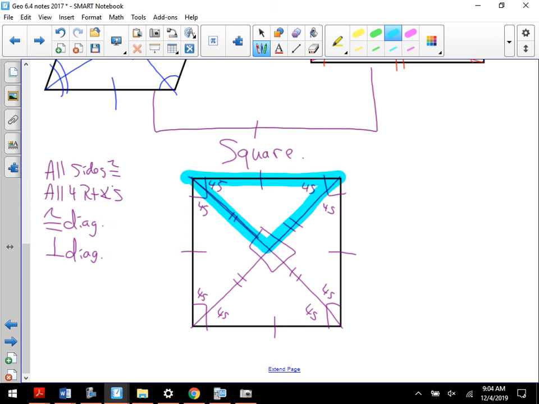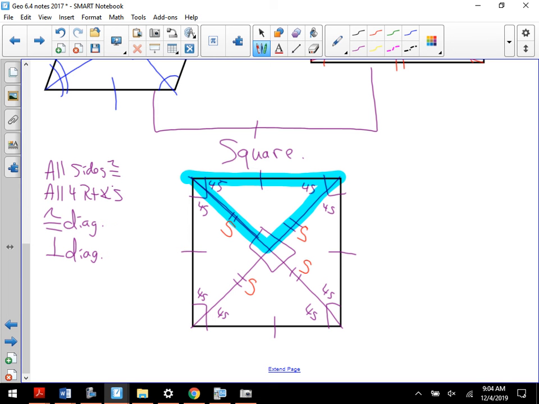But if you know one side length, for example, if I know that this chunk here is 5, what's this side have to be? Which means this side is 5. The whole diagonal is 10, okay?